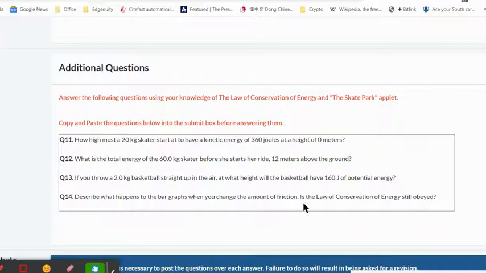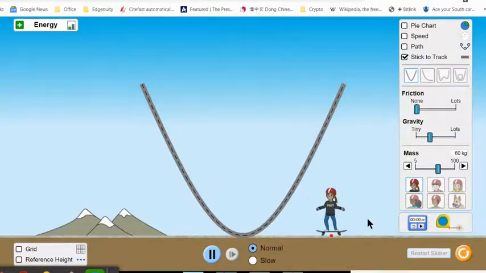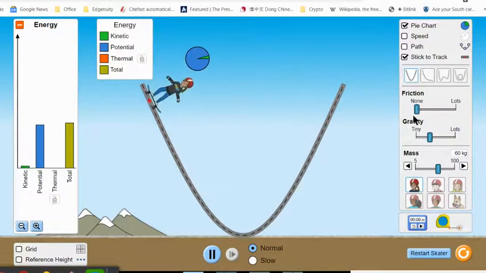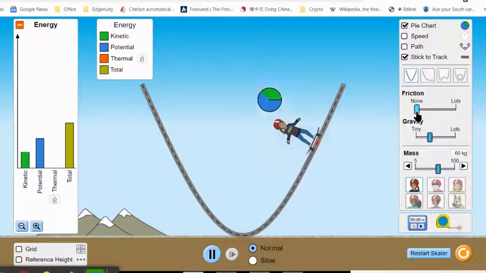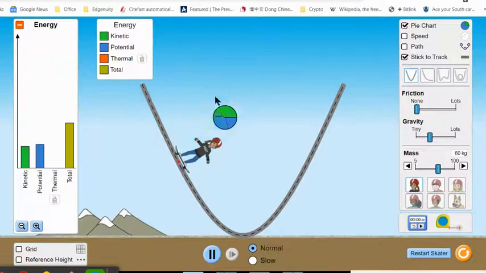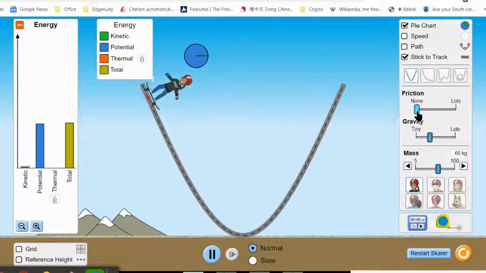Now, when you change the amount of friction, there we go. So let's reset all of this back. Put our skater here. And this time we're going to add friction. Ready? So right now there's friction none. So watch how this changes. I want you to look at the energy and the pie chart when we add some friction in. Ready?